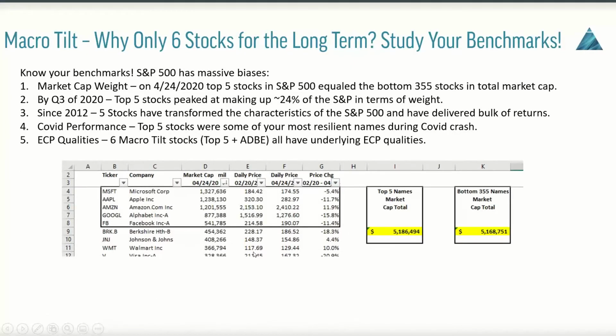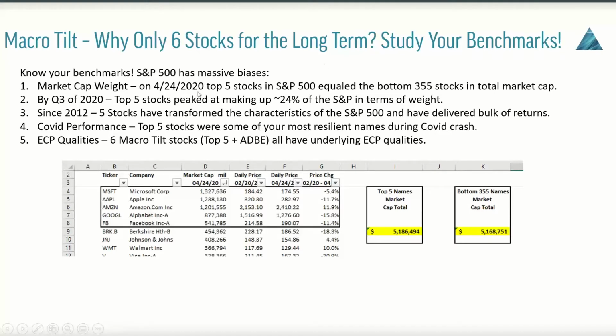So the idea here with the macro tilts, you might be asking yourself, why only 6 stocks for the long term? And the idea is we have to know our benchmarks. If you look closely at the S&P 500, you'll see that there are massive biases contained in the S&P 500. In the spreadsheet below, I've actually taken this out of a webinar that I did over a year ago, specifically, I believe around April 24th of 2020. You'll see the date here in the spreadsheet.